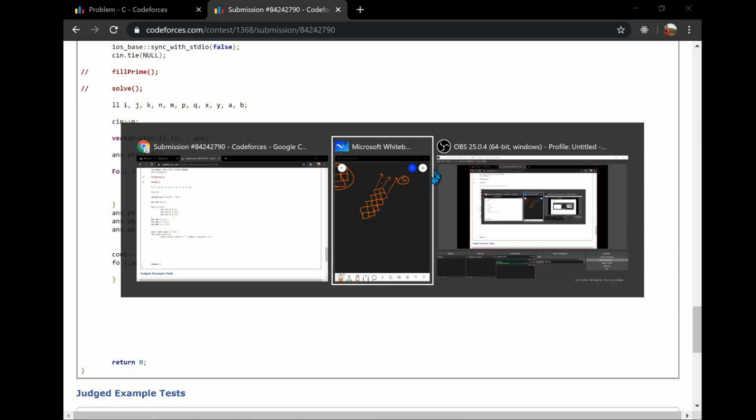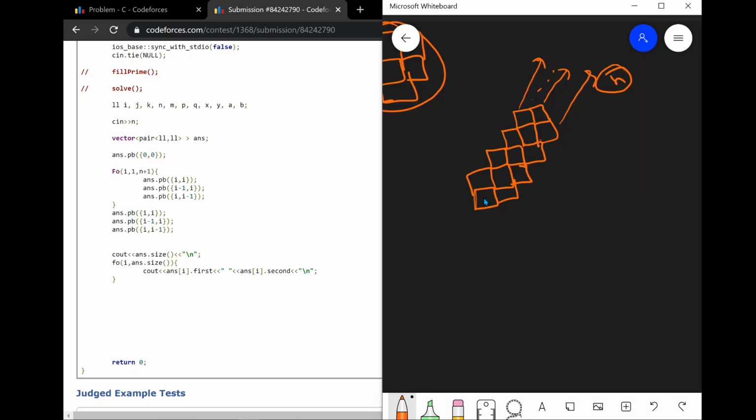So here in my case I have fixed this point as the origin. That means the axis is something like this, and this point is 0, 0. So firstly I added this point to my vector of pairs, which was the answer which I will be printing later on. Then I started growing in this direction for i equal to 1 to n plus 1, because I have to include n in the for loop. Then when I was here, I included this point in my answer. Then I took i minus 1 and j and included that point in my answer, and i comma j minus 1 and included this into the answer.